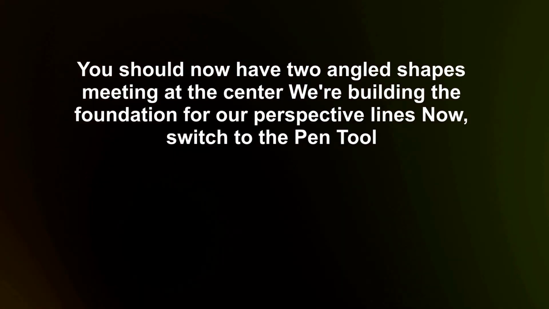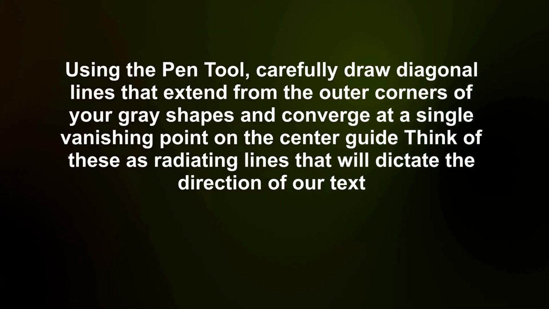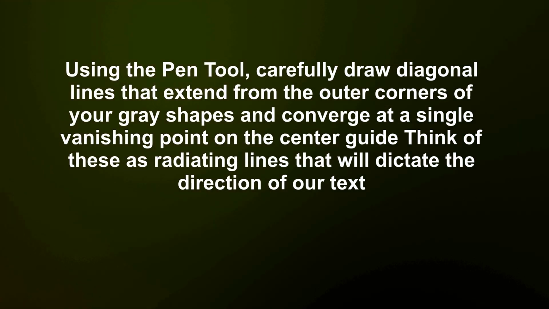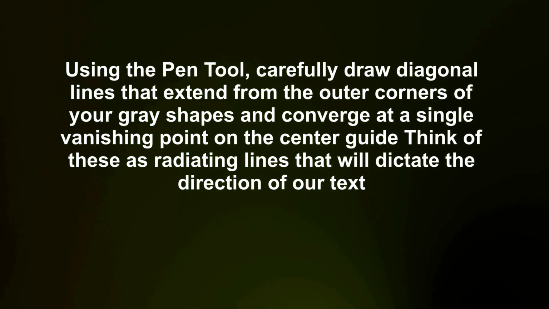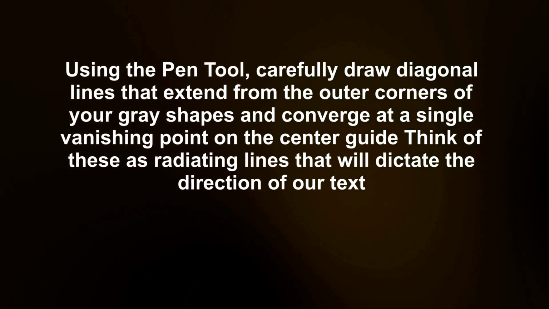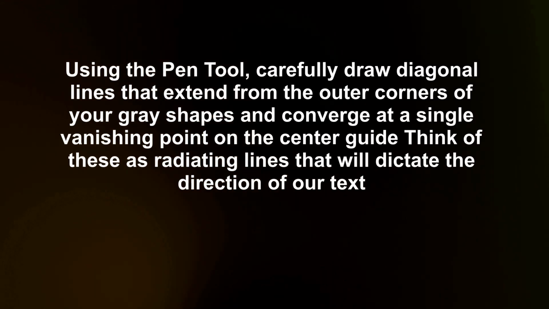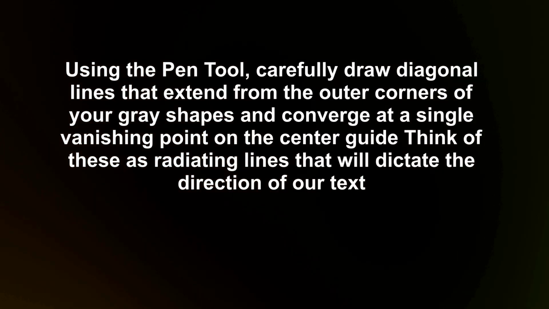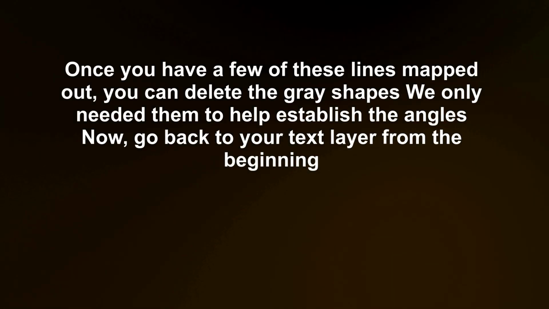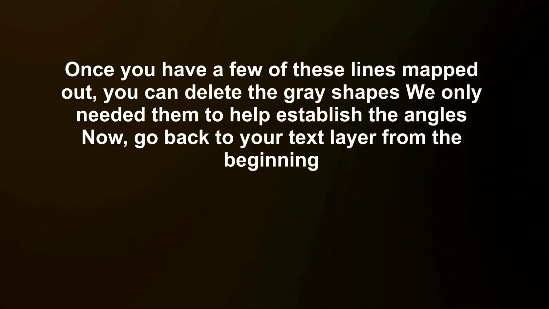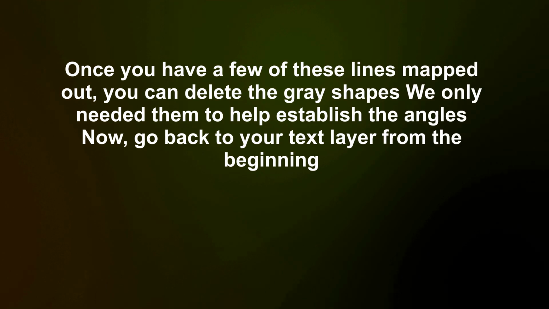Switch to the pen tool. Using the pen tool, carefully draw diagonal lines that extend from the outer corners of your gray shapes and converge at a single vanishing point on the center guide. Think of these as radiating lines that will dictate the direction of our text. Once you have a few of these lines mapped out, you can delete the gray shapes. We only needed them to help establish the angles.